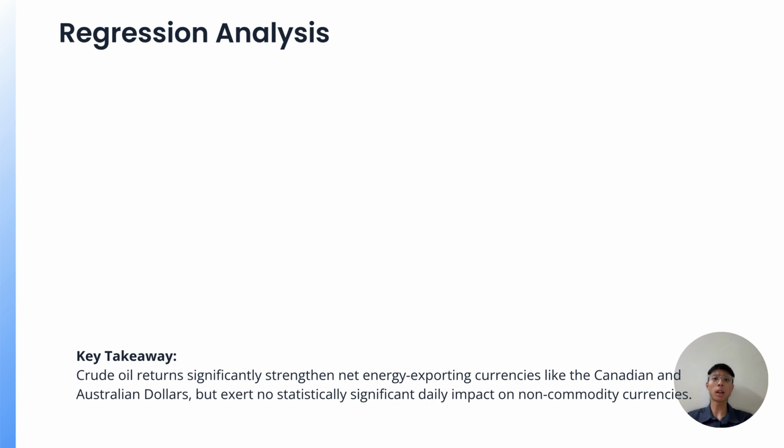So, for all other eight currencies, the p-values are well above 0.05, with the R-squared values under 1%, indicating that there is no significant linear impact. So in short, the weekly oil price fluctuations will primarily drive only the net energy exporting currencies, leaving the major reserve and the non-commodity currencies largely unaffected.